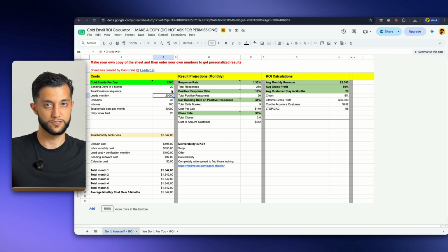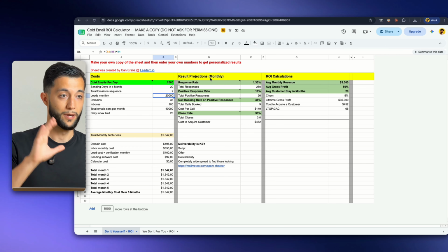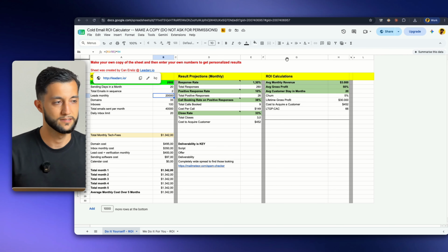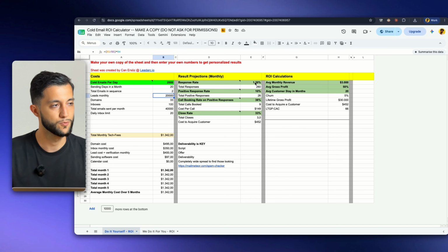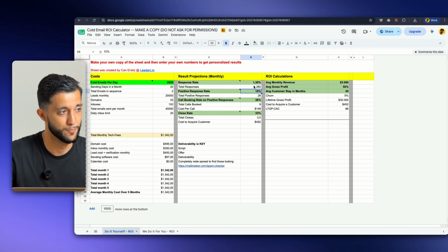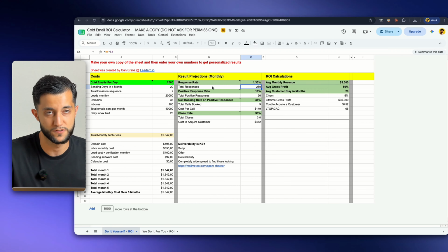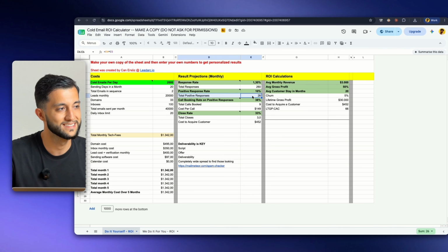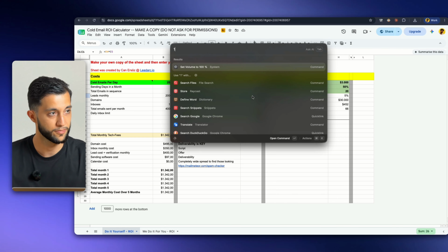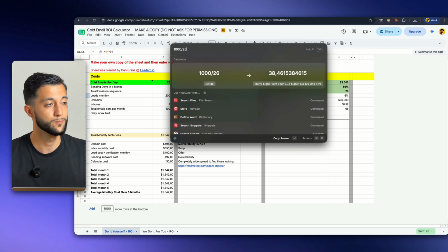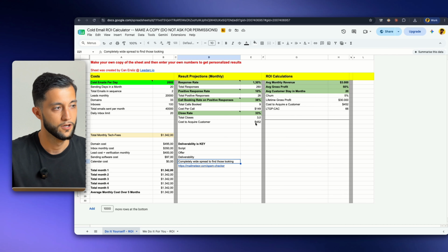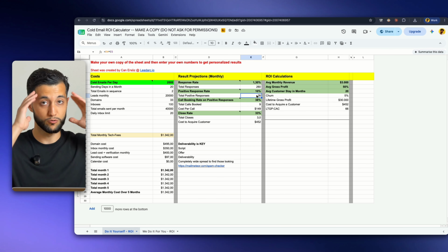Now, what kind of results can you expect when running this? Based on all the average results, these are terrible results. This is pretty conservative, but assuming a response rate of 1.3% and a positive response rate, so the positive responses out of all the total responses that we're getting, we would get 26 leads a month like this. And just by looking at that, you have $1,000 spent and you divide that by 26 leads, you pay $40 a lead.